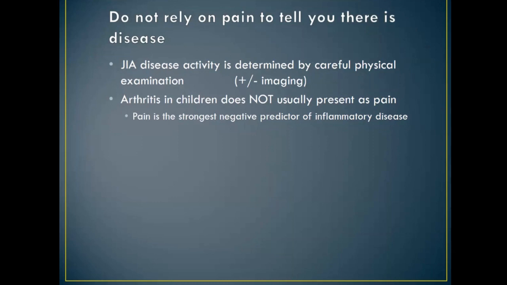And juvenile arthritis is really determined by a careful physical exam. Imaging doesn't help too much. We get the imaging to see if there's damage in the joints, but it doesn't really help initially.